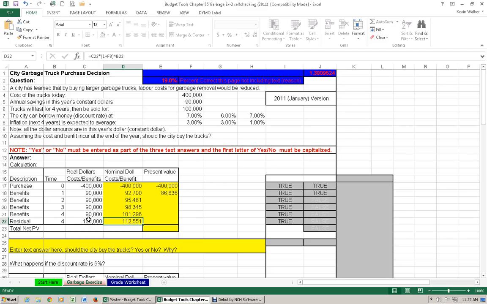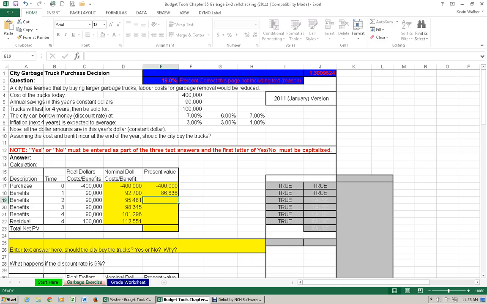Equals C22, this amount, multiplied by the 3% inflation rate, 103% of this amount, and then multiplied by itself, because it's the residual over 4 years, and so we're going to raise that to the power of 4, or calculate over 4 years. It says that in today's dollars, that residual value, 4 years down the road, this is actually what it's worth today, $112,551, which works out nicely.